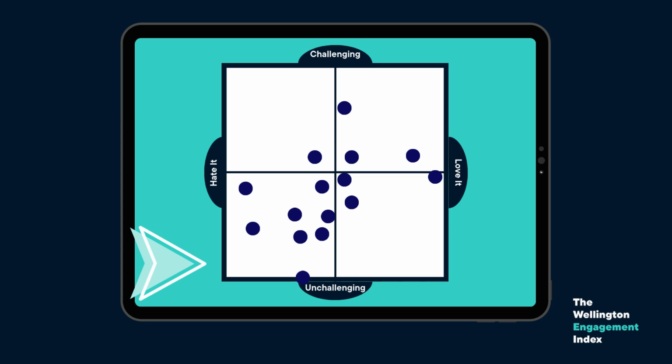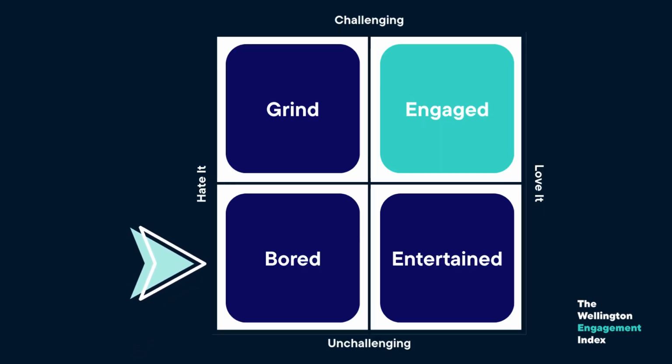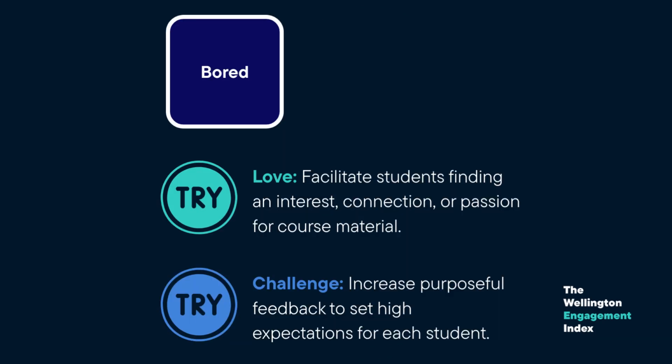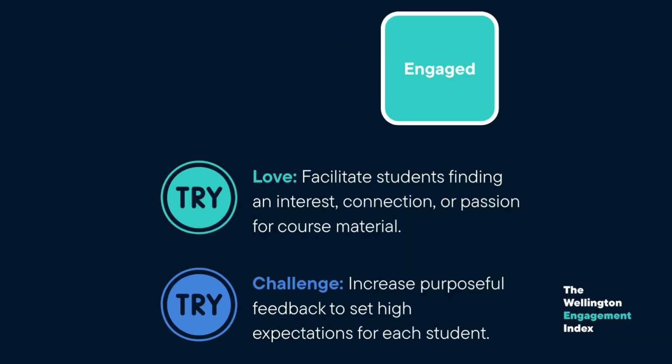In this example, most dots land in the bottom left, low challenge and low love, suggesting that students are likely bored. The goal is to shift those dots into the engagement quadrant by applying instructional strategies that help students feel more challenged and more connected in their learning.